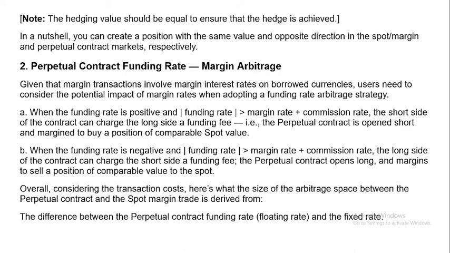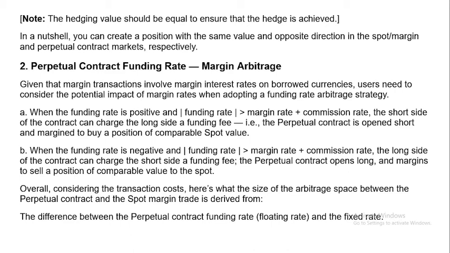In a nutshell, you can create a position of the same value and opposite direction in the spot margin and perpetual contract markets respectively. Perpetual contract funding rate arbitrage with margin. Given that margin transactions involve margin interest rates on both currencies, users need to consider the potential impact of margin rates when adopting a funding rate arbitrage strategy.